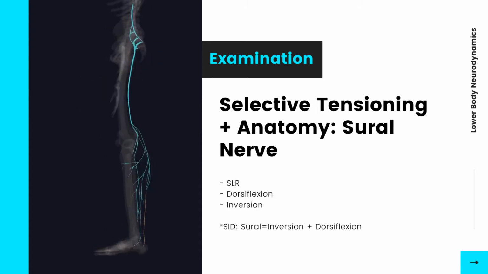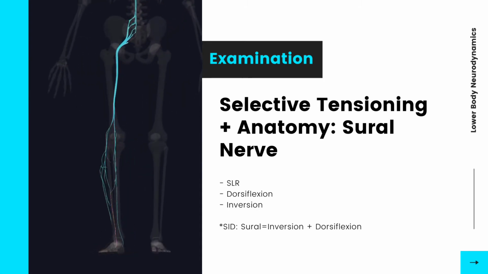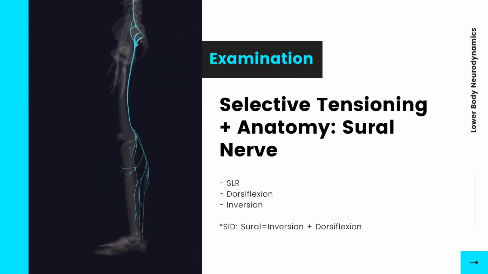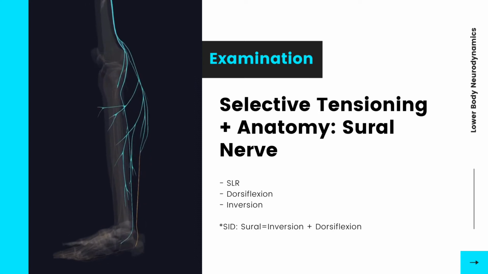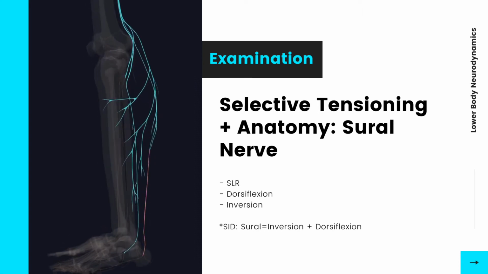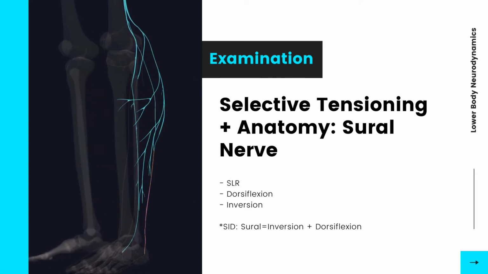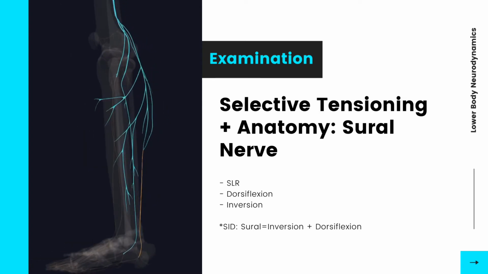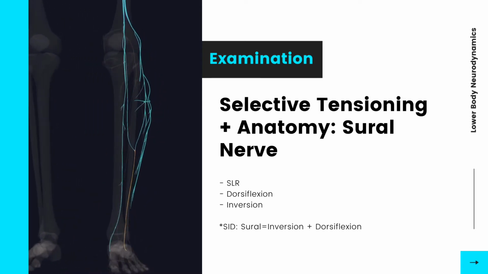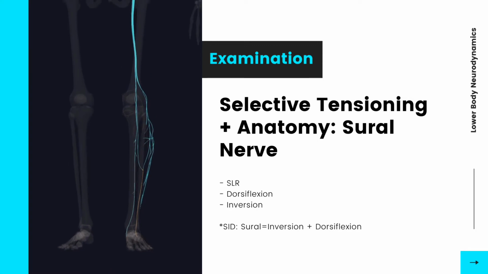So the sural nerve is going to run posterior to the knee joint and posterior to the ankle joint. Thus, dorsiflexion becomes an important component of tensioning this nerve. Additionally, it's on the lateral part of the lower leg, so inversion will put more tension through this nerve.